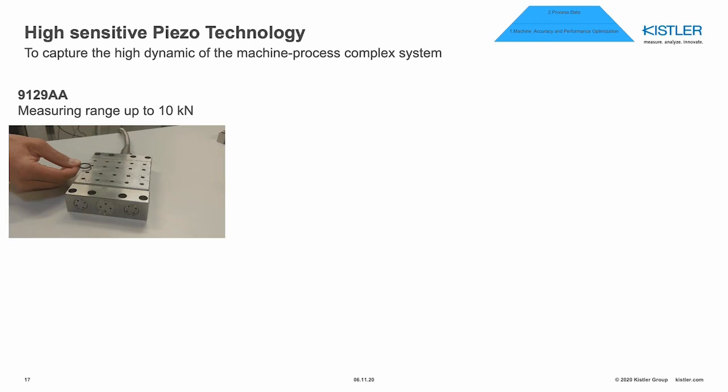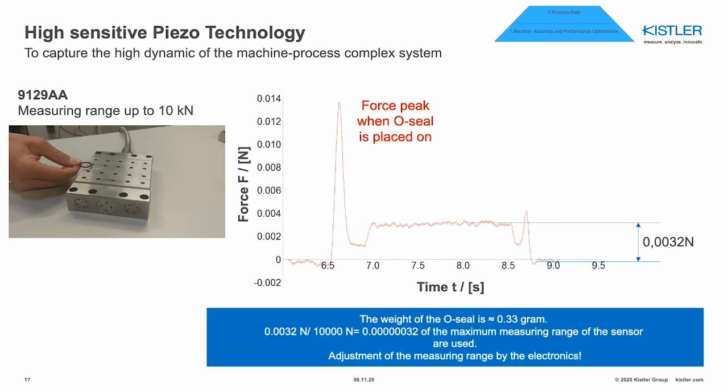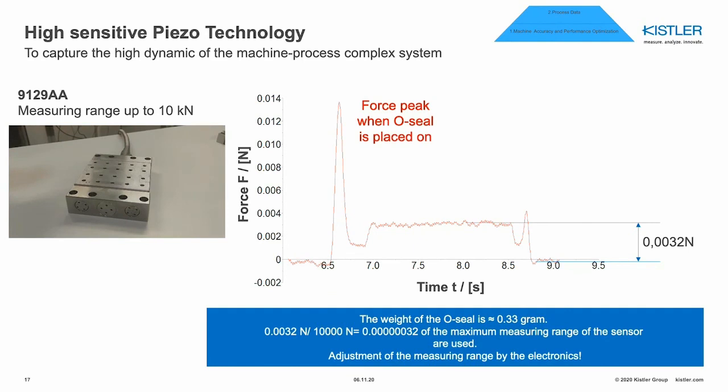So you can see that we have now placed the O-ring, and then we have lifted up. And if you look to the force value, you can see that with the force dynamometer that can measure up to 10 kilonewton, we can measure 0.0032 newton. So the piezo with the high sensitivity enables you to measure the statical part, high forces, but also the small forces with high dynamics, which is needed.